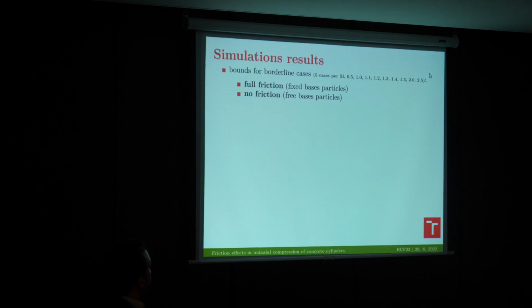So in the first phase, you can see the cases for which we ran the simulations, the slenderness ratios that we tested. We tested 5 geometries per each slenderness ratio. Now in the first phase, we used 2 different boundary conditions just to see how the model behaves in the extreme cases. The first case was that the base particles, the particles adjacent to the steel platens, are fixed, so there is full friction, no lateral movement is allowed. And the other case was that the particles are free, so they can move freely, there is no lateral constraint.